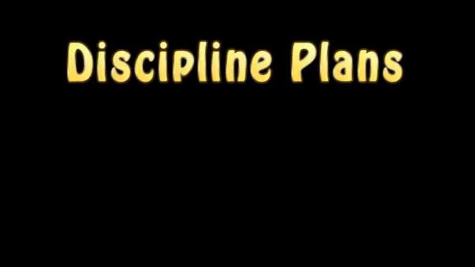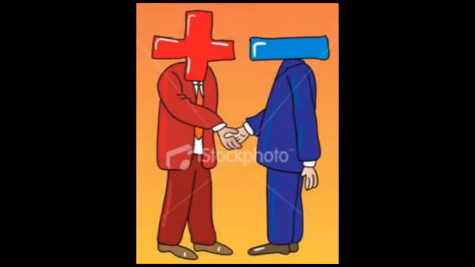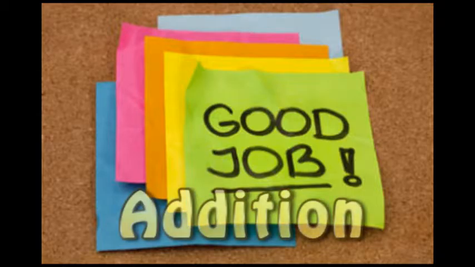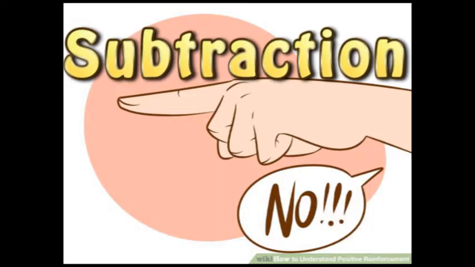Discipline plans for the classroom must not only include rules, but also consequences, both positive and negative, for compliance or non-compliance. Positive reinforcement strengthens a behavior through addition, while negative reinforcement strengthens behavior through subtraction. There are 2 schedules of reinforcement.